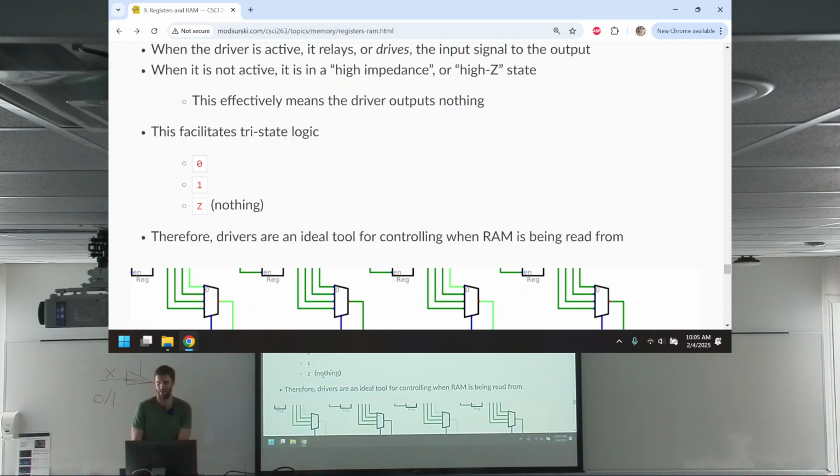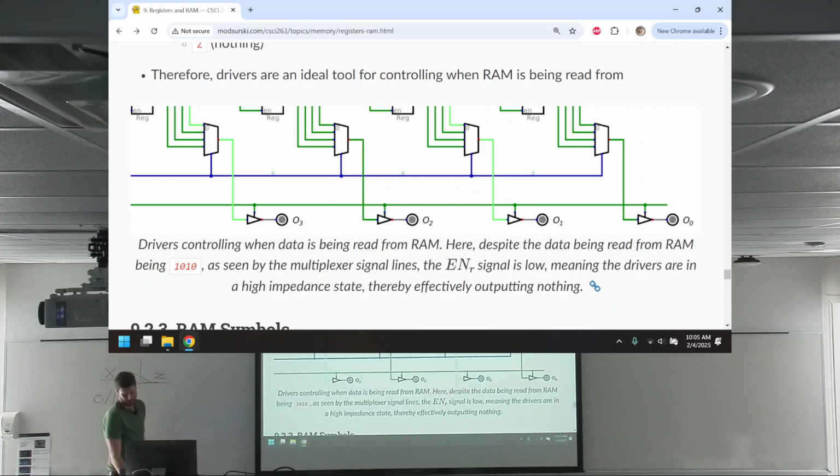Nothing. That's Z state. Therefore, drivers are an ideal tool for controlling when RAM is being read from, like this, right? So here we have a 1, 0, 1, 0, but the drivers are not activated, meaning we're not outputting what RAM is trying to output. Cool? I think that's pretty cool.